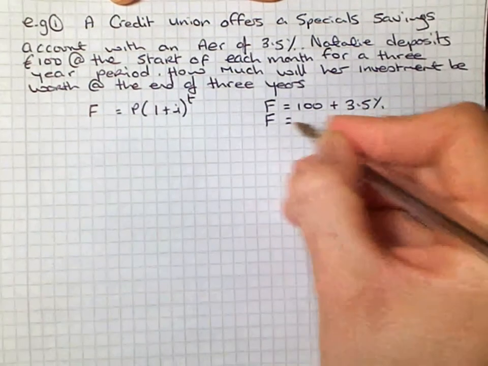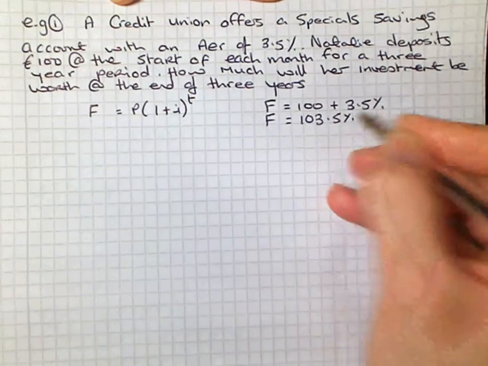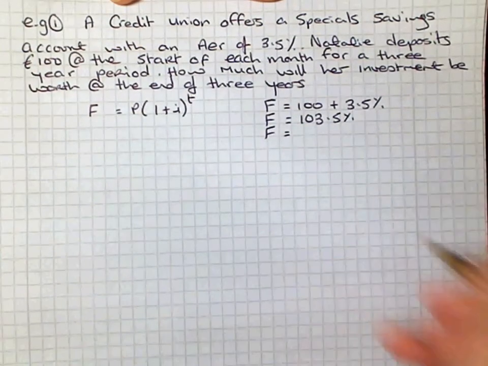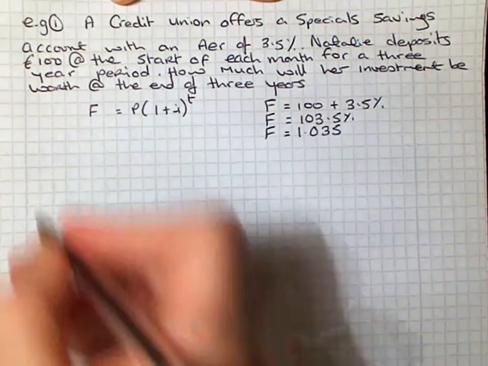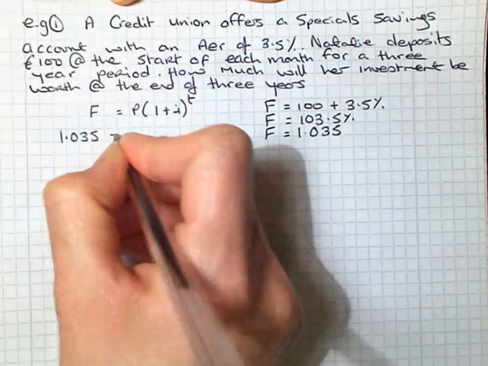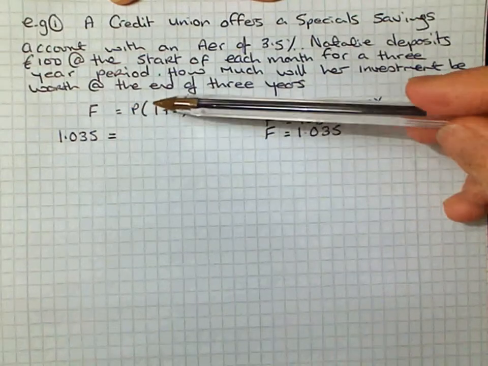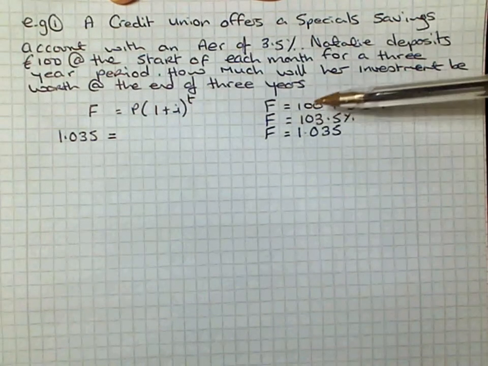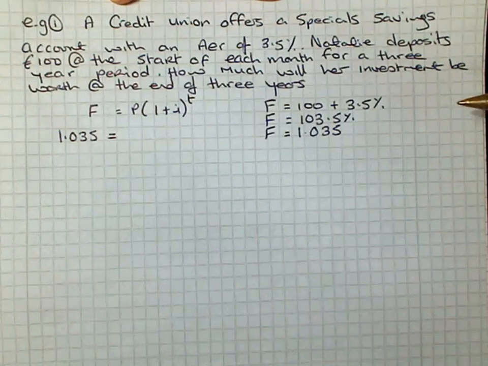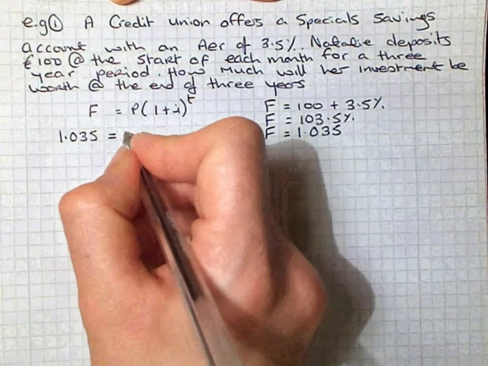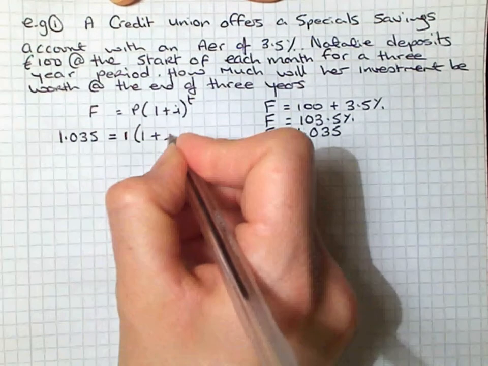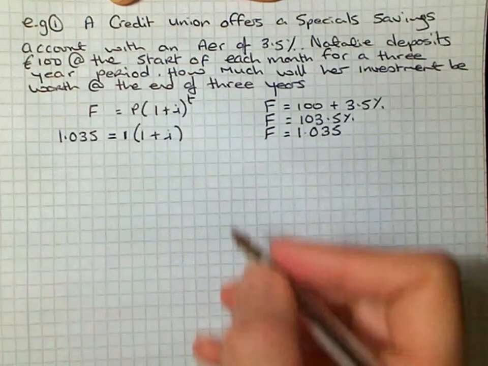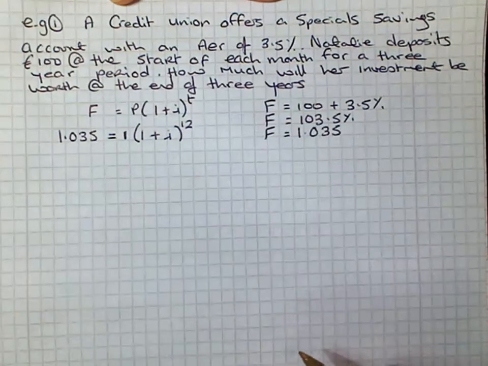So it's going to be 103.5%, and we always put that into a decimal, so it's 1.035. So 1.035 equals our principal. So if our final amount is the 100% plus the 3.5%, our principal, the amount at the start, is 100%, and we put that into our decimal again, and it goes in as 1, into 1 plus I, and because it's monthly, it's to the power of 12.